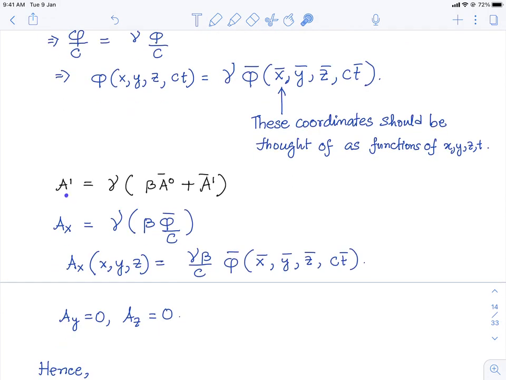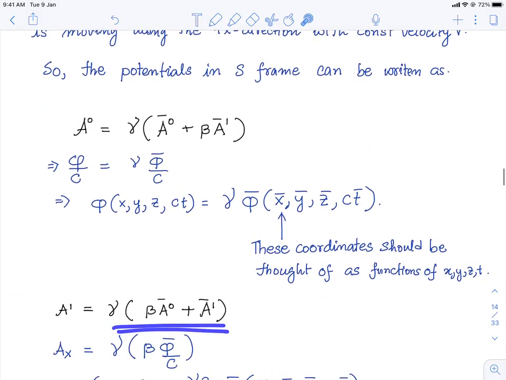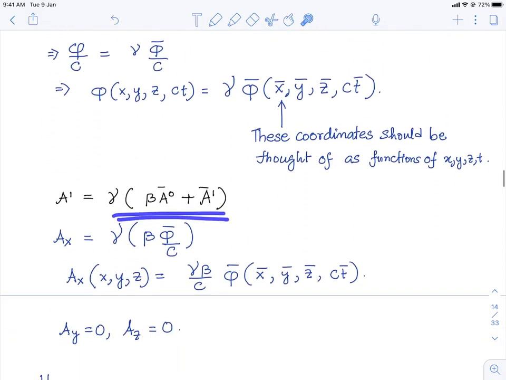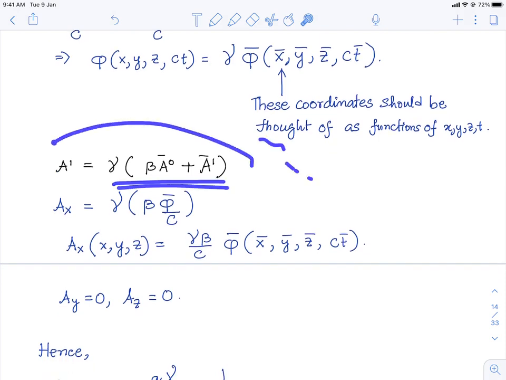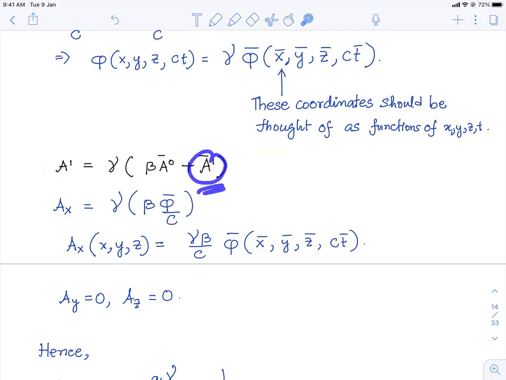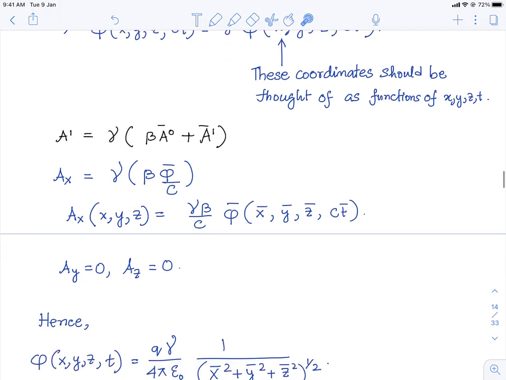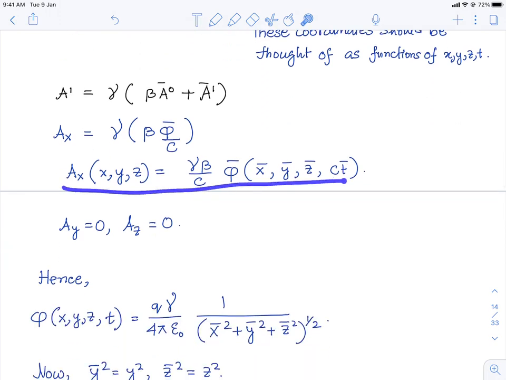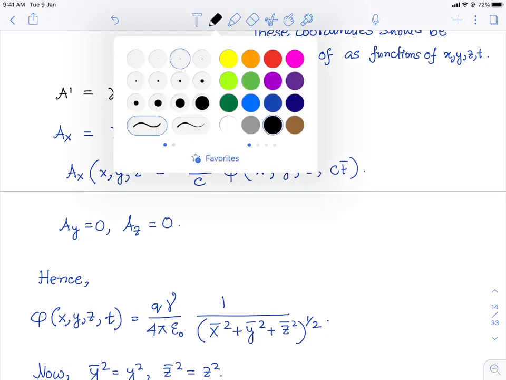Similarly, we can see that A1 has this form. This transformation has been picked up from the transformation of the potential that we just derived. This is the form of the A x, or the x component of the potential. And as you can see, because the vector potential in the primed frame is 0, this is given by gamma times beta times phi bar, where phi bar is the scalar potential in the primed frame, or in the S bar frame. Now if I write it again, here it is x, y, z, and t. How did I miss t here? I don't know.